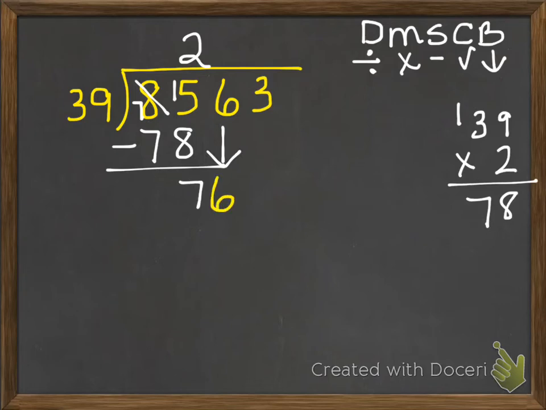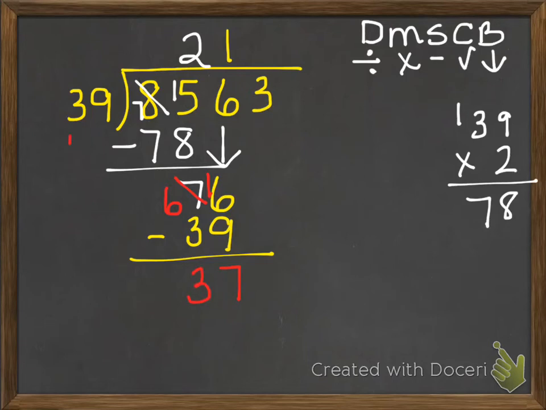So I can look at this. 39 times 2 is 78. So that's too high. 76 is your next number. So I'm going to have to bring it down to 1. 1 times 39 is 39. I subtract. 6 minus 9. Can't do that. I need to regroup. 16 minus 9 is 7. You can count up. 9, 10, 11, 12, 13, 14, 15, 16. That's 7. And then 6 minus 3 is 3.